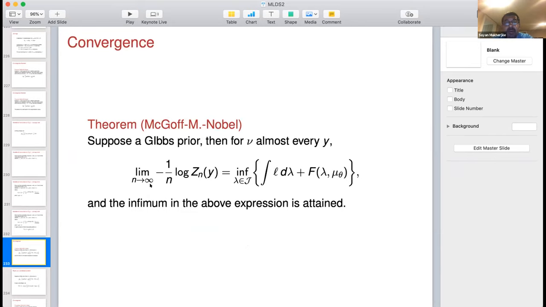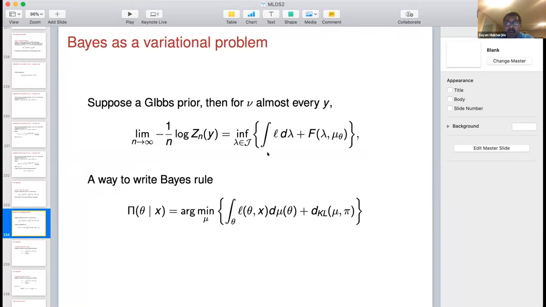Okay. So this is our statement. What you should do is look at your loss and look at the KL divergence with respect to your prior, right? And minimize over all joinings, okay? And this infimum is what you are getting in terms of the log partition function. Now, if you stare at this right here, right? This is a variational problem. It's an optimization problem over joinings.